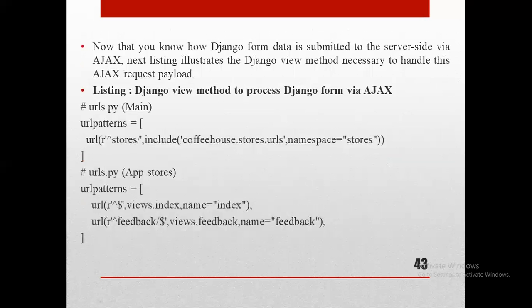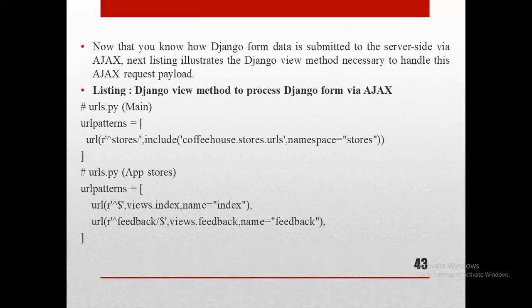So now you know how Django form data is submitted to the server side. We have created one script for the Ajax, we have created one Django form template, and we have submitted the data to the server. Now this listing illustrates the Django view method necessary to handle this Ajax request payload after submitting the request to the server. Here you can see the Django view method to process a Django form via Ajax.